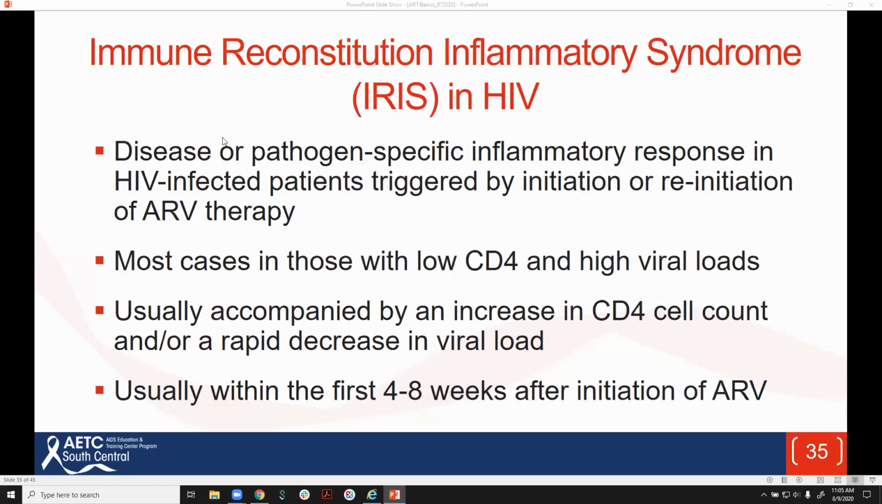So it's really a disease or pathogen-specific inflammatory response in patients with HIV that's triggered by the initiation or reinitiation of antiretroviral therapy. And in most cases, patients start with a low CD4 with high viral loads. And it's usually accompanied by a high increase in their CD4 that's pretty quick and a rapid decrease in their viral load. Usually occurs within the first 4 to 8 weeks after initiating antiretroviral therapy.